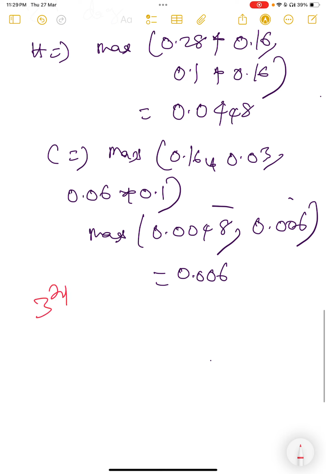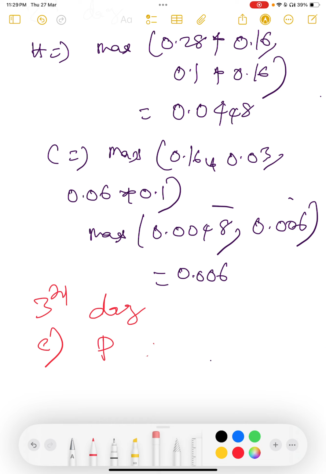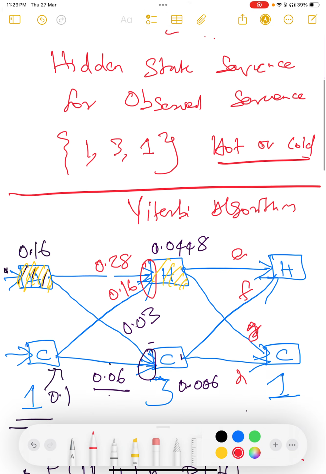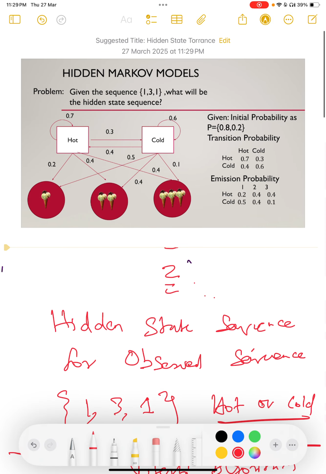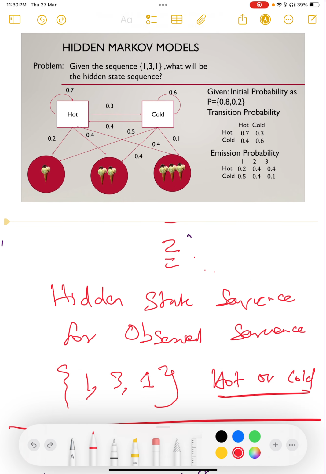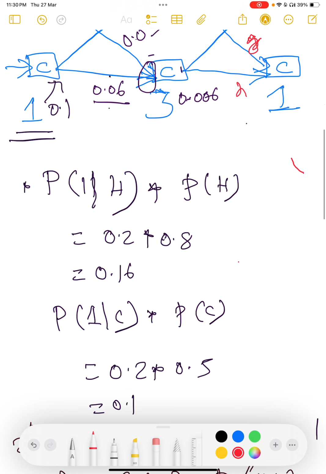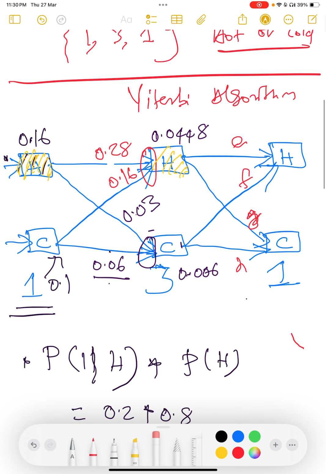so for the third day, for E, P of 1 given H into P of H given H. What's P of 1 given H? 1 given H is 0.2 and H given H is 0.7. So it will be 0.14. So E will be 0.14.